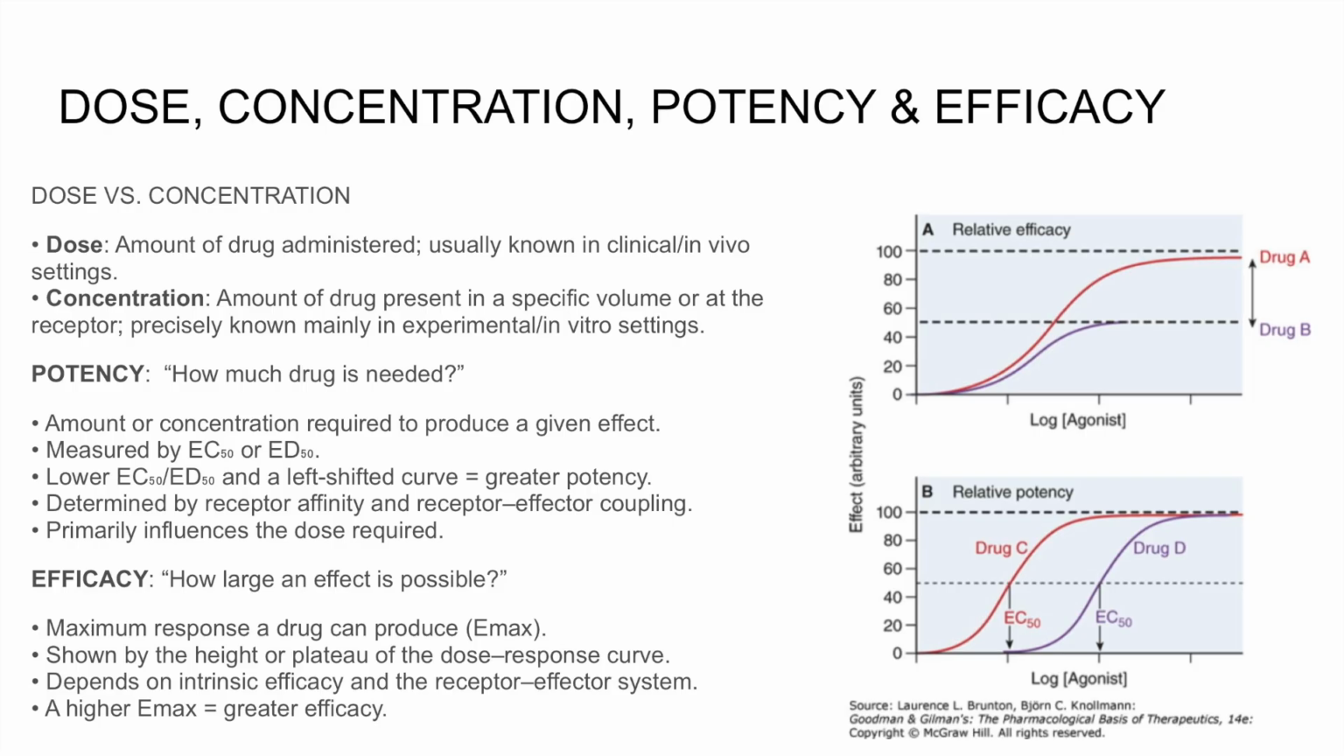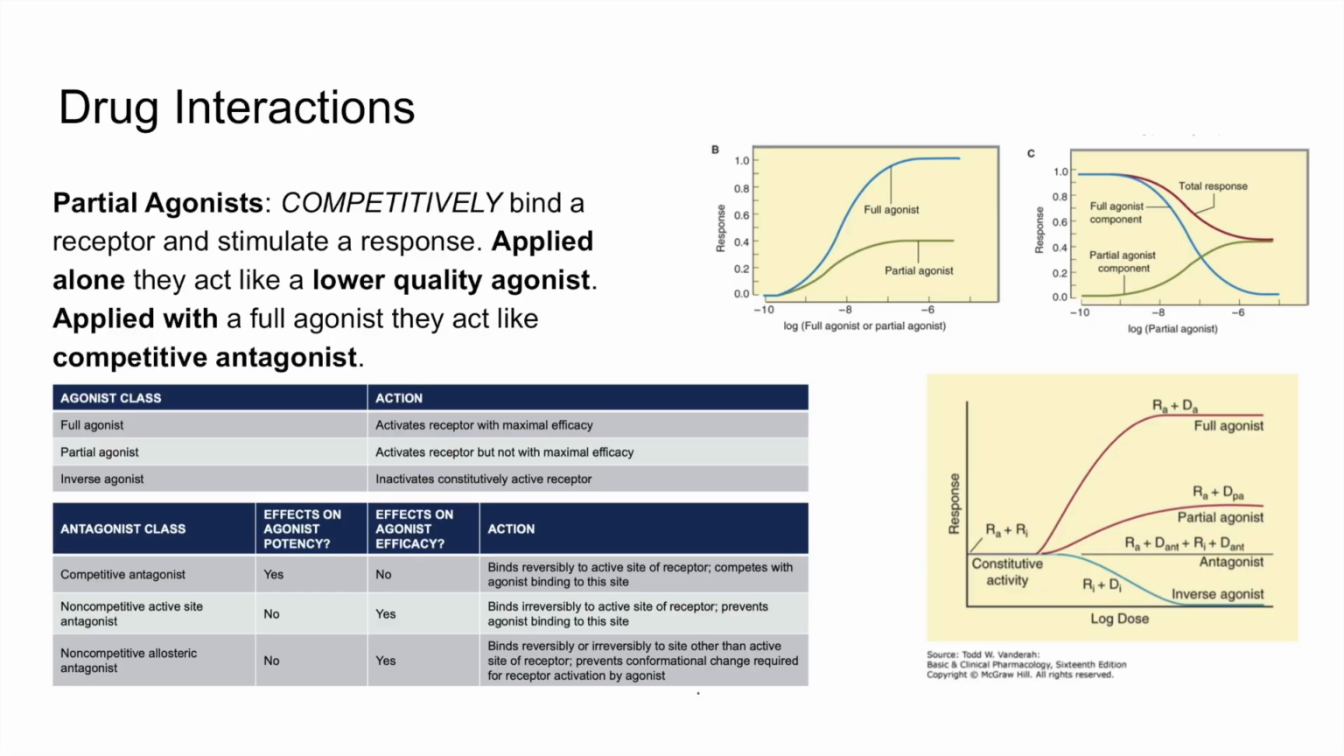Clinically, efficacy is often more important than potency because potency mainly determines the required dose, whereas efficacy determines the greatest response that can be achieved with said drug. All right, so again, a partial agonist binds to the same receptor as a full agonist but has a lower intrinsic efficacy.